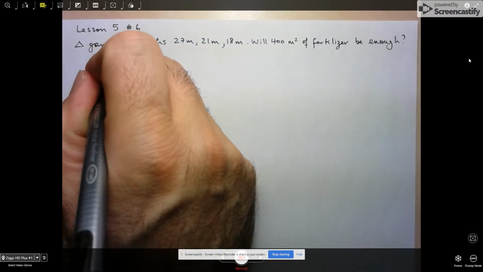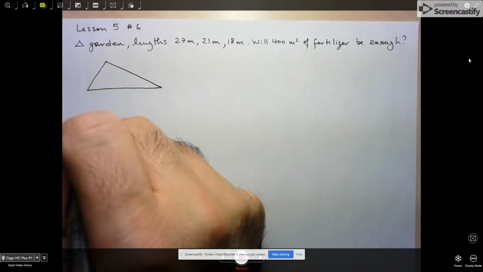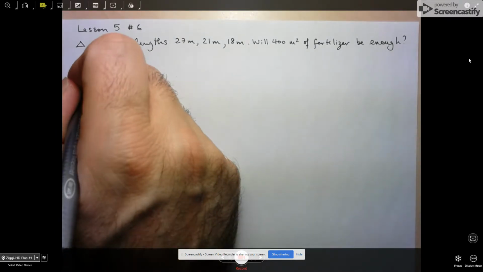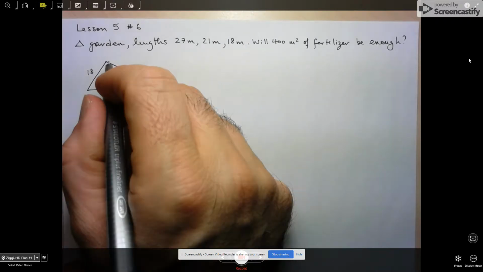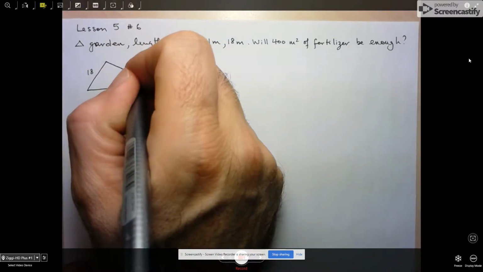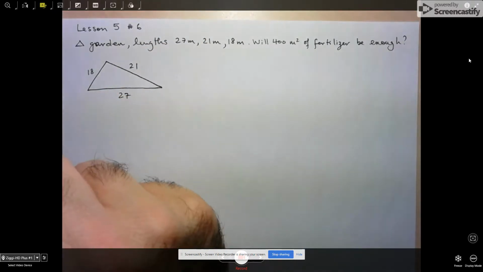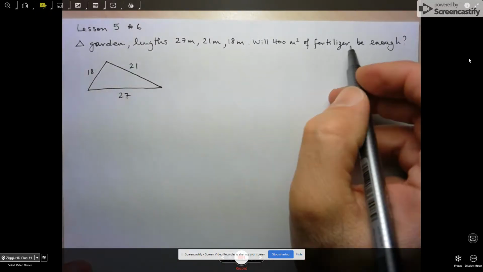So there's a triangle, and again, here this looks to be the shortest side, so I'll call this 18. This second shortest, or second longest, so 21. And this here looks to be the longest side, so 27. All right. And what we want to know is whether 400 meters squared of fertilizer will be enough.